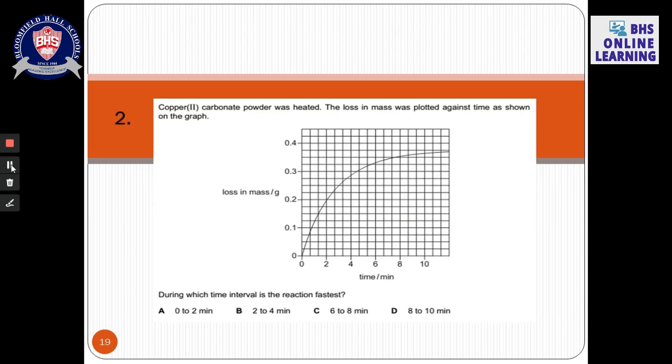Question 2. Copper 2 carbonate powder was heated. The loss in mass was plotted against time as shown in the graph. Okay, this is a graph drawn between the loss in mass against time. During which time interval is the reaction the fastest?